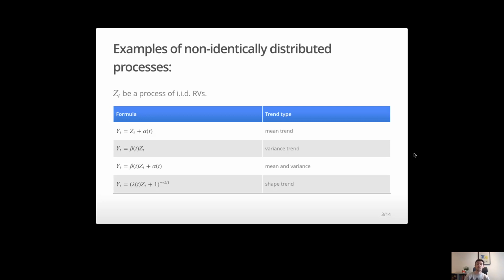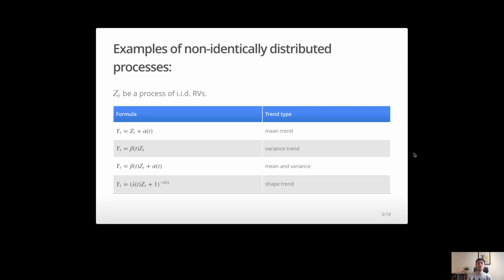So before we go on to do that, let's just take a minute to think about some different ways in which processes can have non-identical marginal distributions but still have independent terms. So let's consider a few ways that we could construct such a process. We start off with an IID set of random variables, zt. We could add some sort of trend in their mean by simply adding a function of time to the value of each of these random variables.